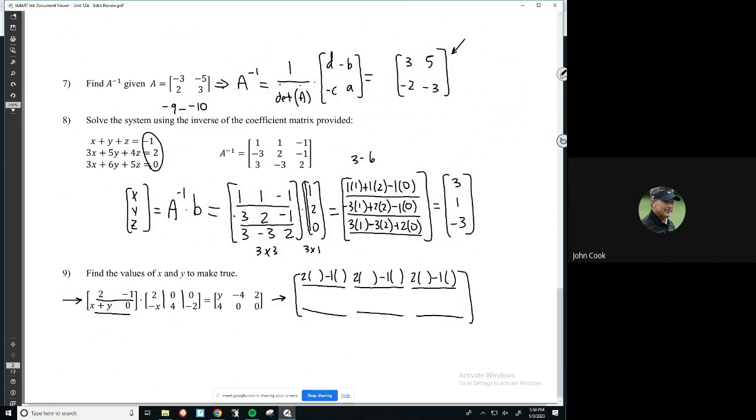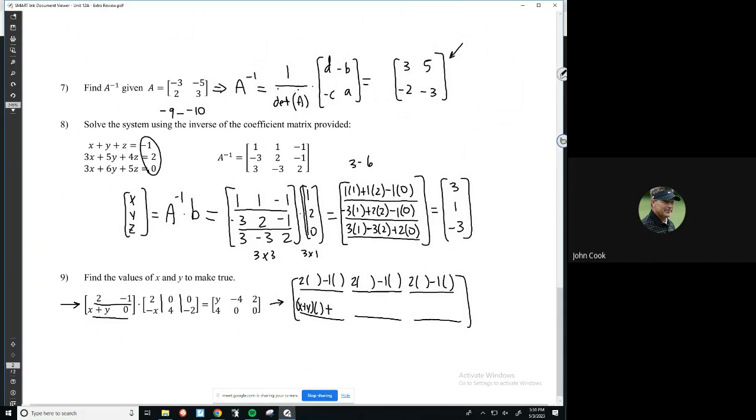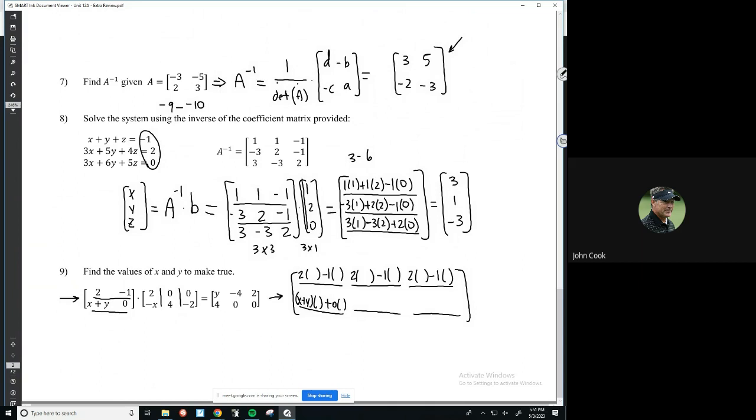And then x plus y and 0. So x plus y times something, and then plus 0 times something. All the way across.